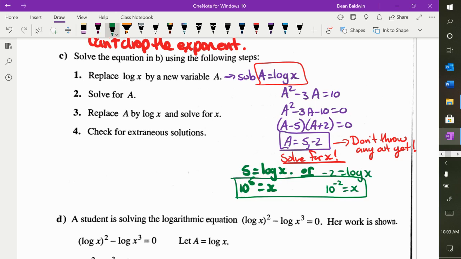Are either of those answers negative? No. Because 10 to the negative 2 means 1 over 100. You got your 1 over 100. All right? So neither one is negative. They both work. Those are your answers.